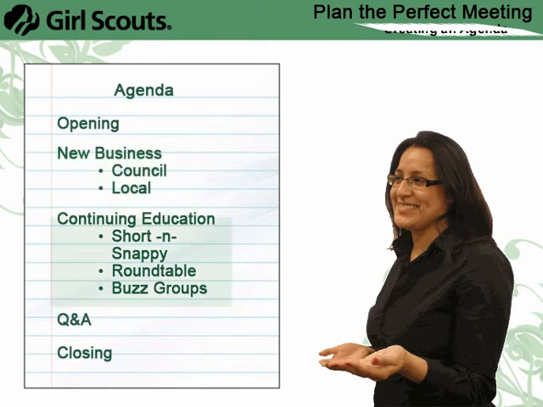Continuing education should be determined based on group interest as much as possible and delivered in a variety of ways. Having a group of volunteers gathered together is a great opportunity to engage in interactive activities such as roundtables and buzz groups. These breakout groups allow leaders to network and share ideas and can easily be formed based on level, school, or neighborhood. You may also want to offer a short and snappy or have a guest speaker.